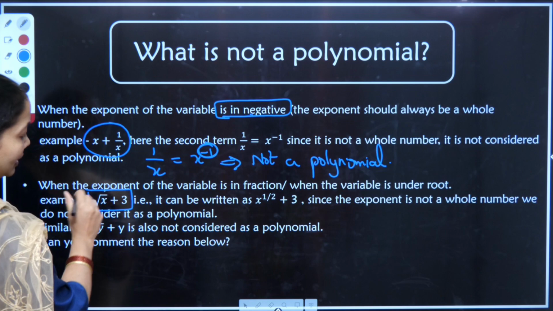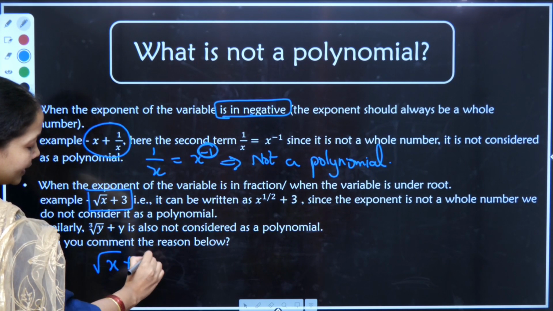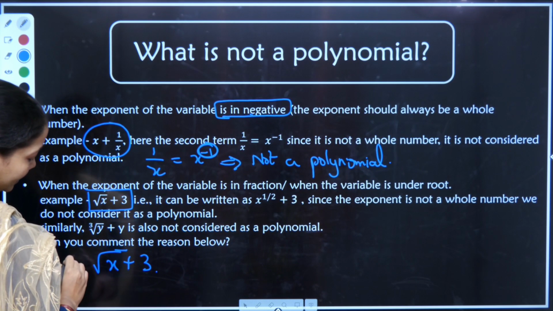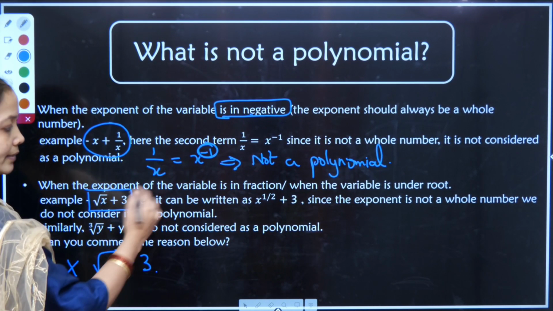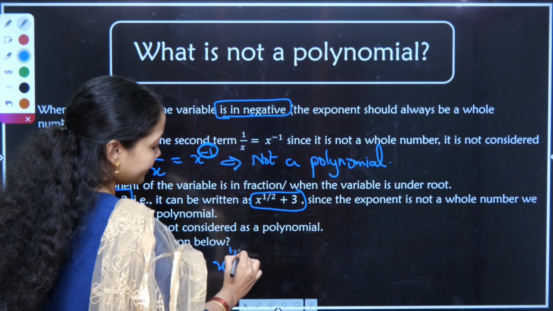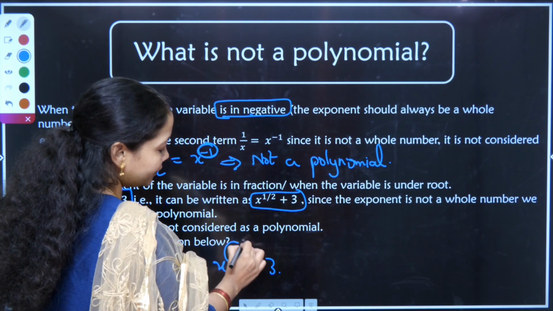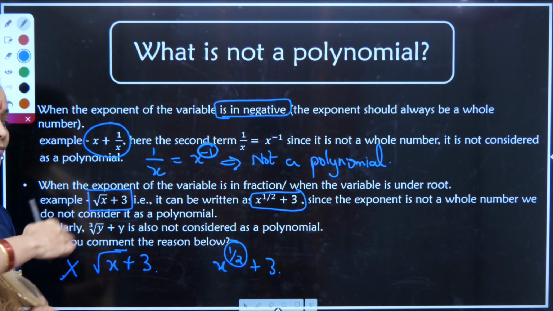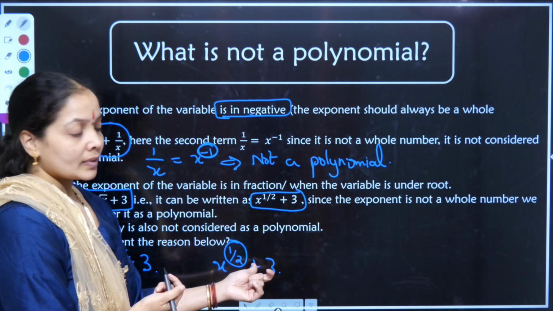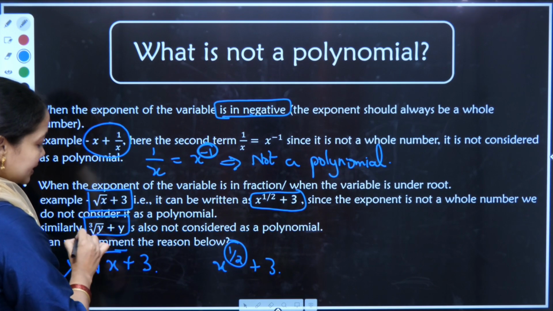X is my variable. If I look at x, it is under root like this, root x plus 3. So x is the variable and root is there, so I say it is not a polynomial. Same way, another expression, x to the power of half plus 3. So x is my variable and the exponent of the x is in fraction, then also we categorize it as not a polynomial.